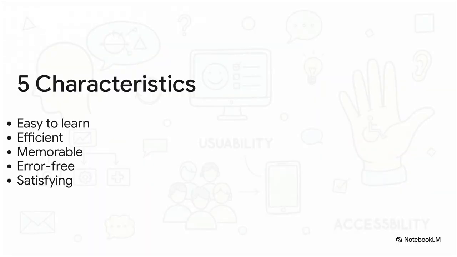So, how do we actually know if a design is good? Well, Jakob Nielsen laid out these 5 gold standard rules. First, it has to be easy to learn right off the bat, so users can accomplish basic tasks quickly. Second, once they know the ropes, it has to be efficient to use. Third, if they leave and come back a week later, it needs to be memorable enough that they don't have to start from scratch. Fourth, it should be as error-free as possible to prevent mistakes. And fifth, the whole shebang just needs to be satisfying and pleasant to use.